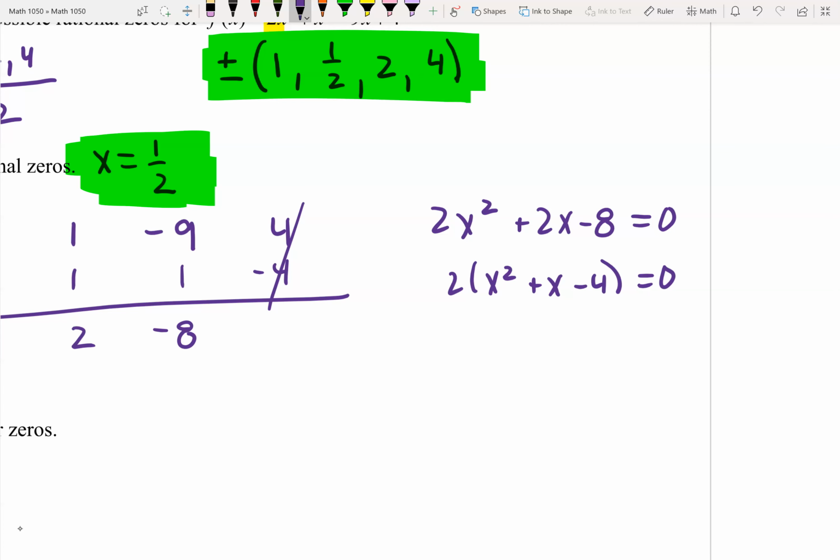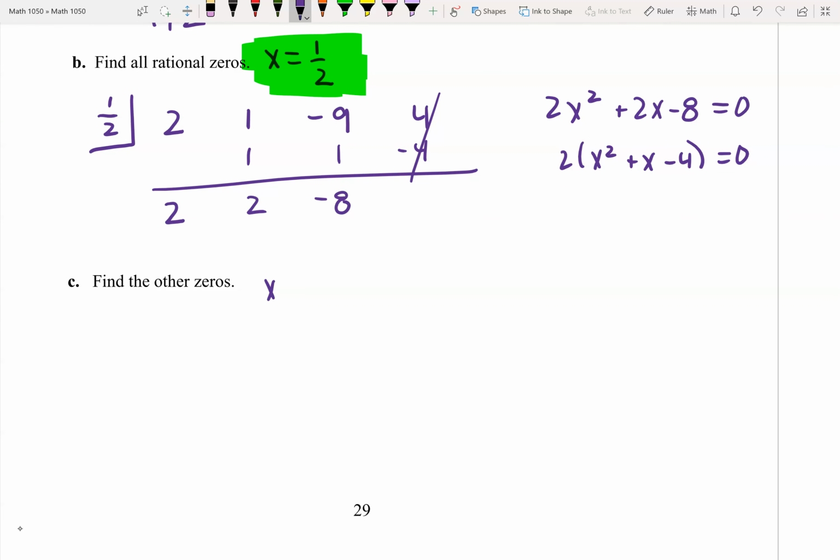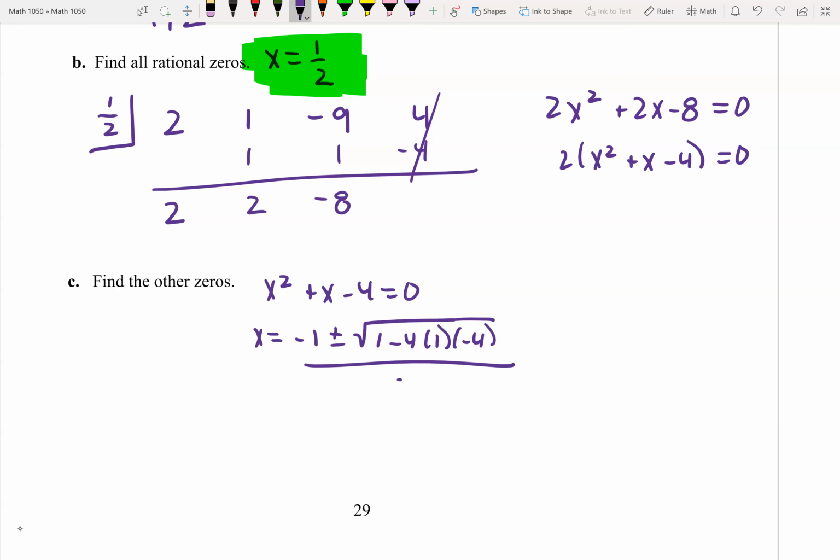If it doesn't factor, now we're down to other options. Come down to the other zeros and write x to the second plus x minus 4 equals 0, and let's solve that. Could I complete the square? Yes. Would I? No. I'm going to use the quadratic formula. So x equals -1 plus or minus the square root of 1 squared, which is 1, minus 4 times a, which is 1, times c, which is -4, all over 2 times 1, which is 2.